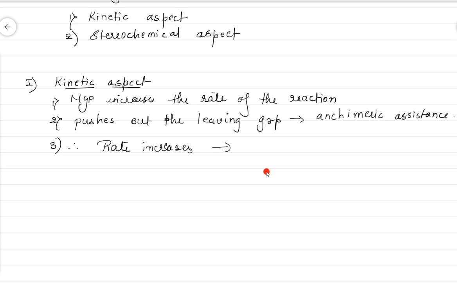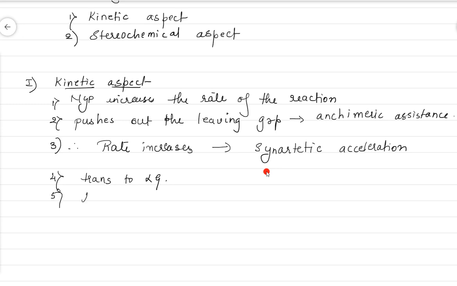So this increase in the rate because of anchimeric assistance is called synartetic acceleration. Acceleration means what? To increase the speed, right? So how is the neighboring group affecting, where is it present, what is the position? The neighboring group should always be present trans to the leaving group. These points we have already studied, right?